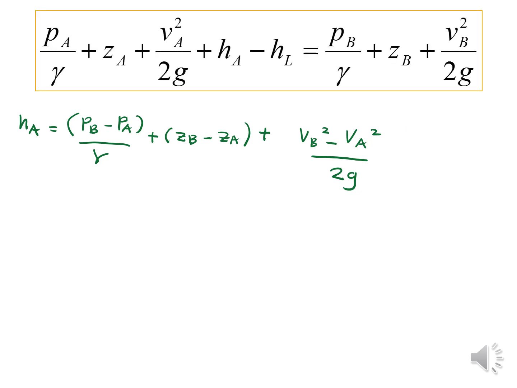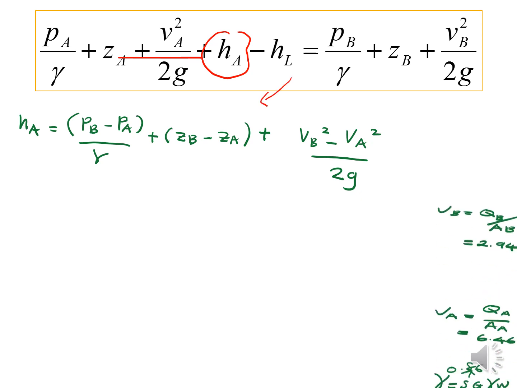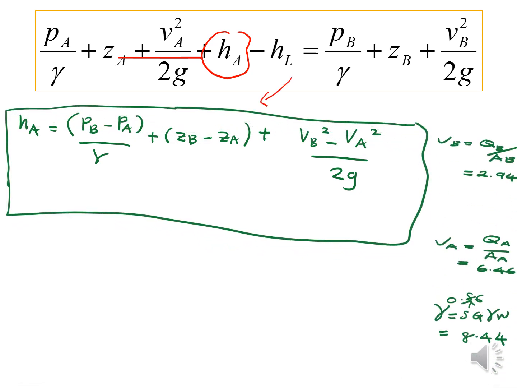From the previous slide, we know that this is the equation that we're going to use, which is the general energy equation. Since the question asks you to determine the HA, we can rewrite this equation into this form, so we will find each of the items in this formula.